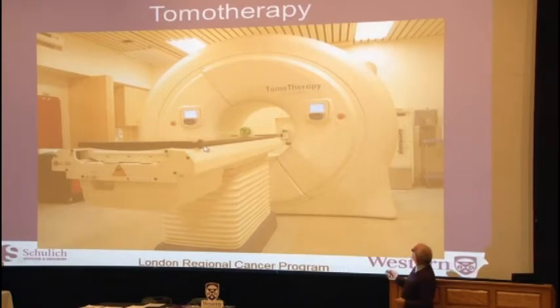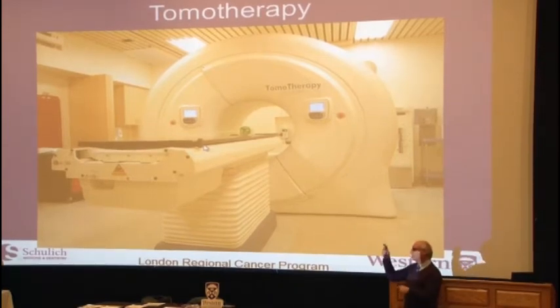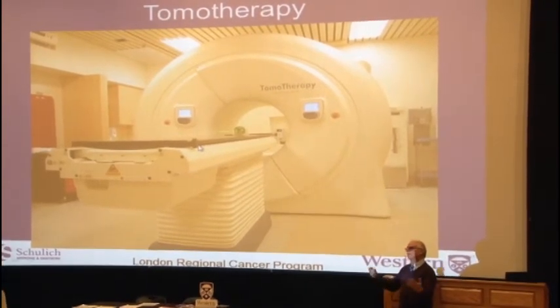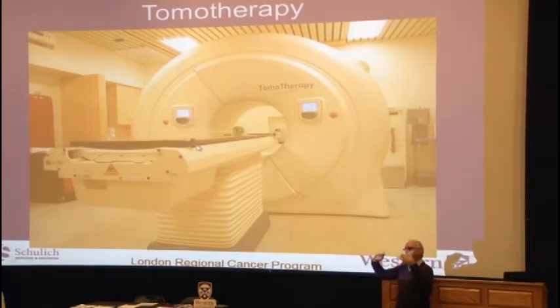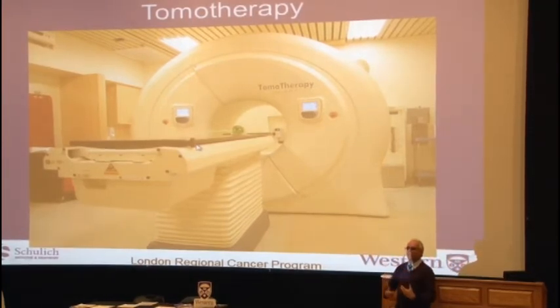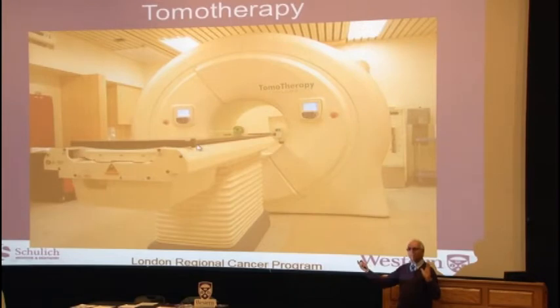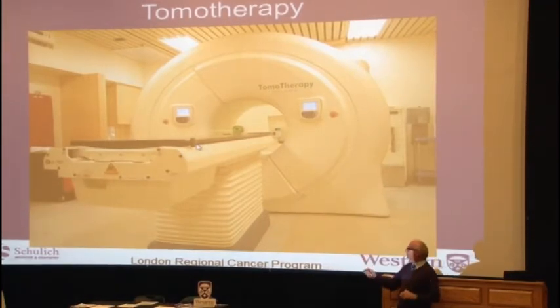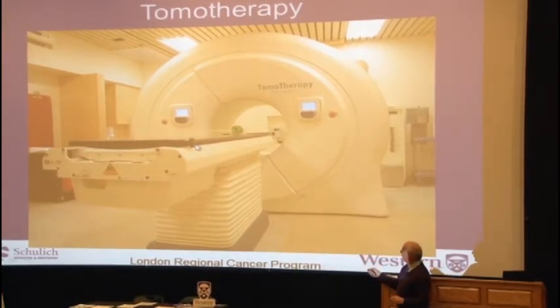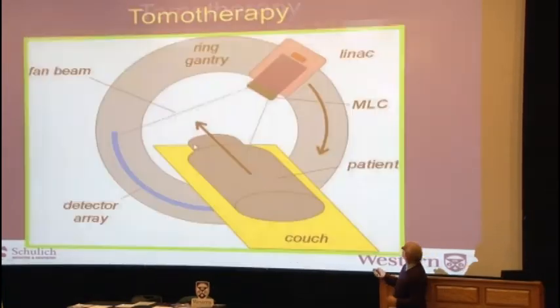So the patient is put on the table here. A CT scan is taken the day of treatment. And then all the beams can be realigned for whatever the anatomy is of that day. Because treatments go over 3 weeks, 4 weeks, things change. This allows you to catch those changes and to adjust treatment every day.